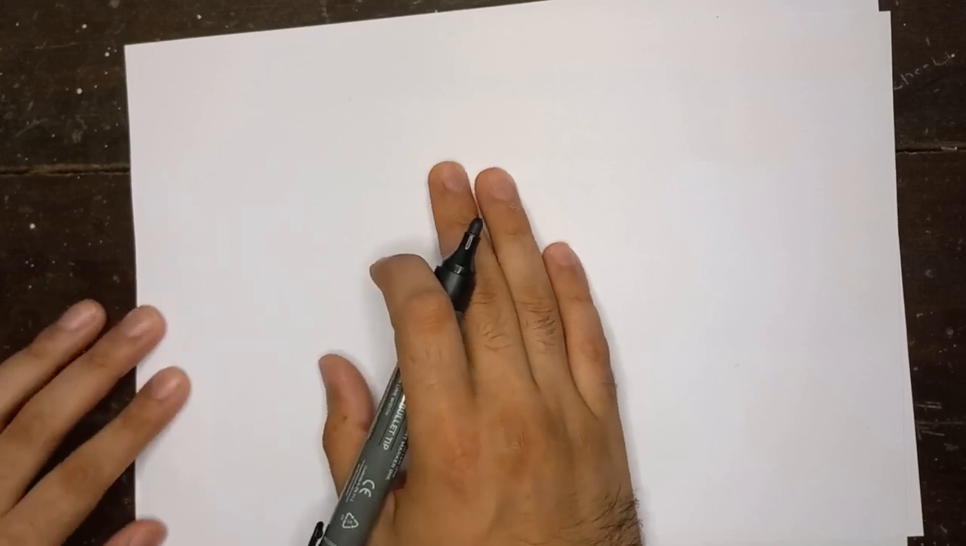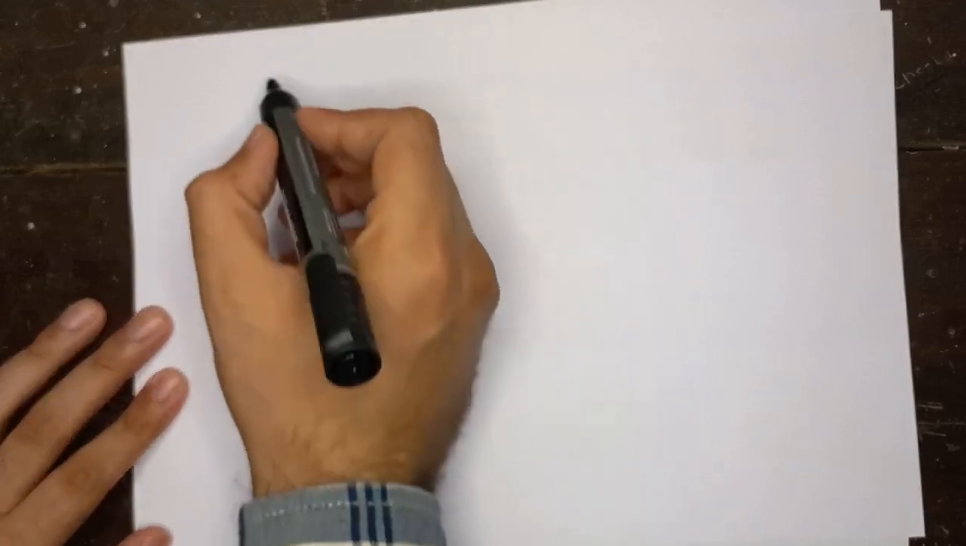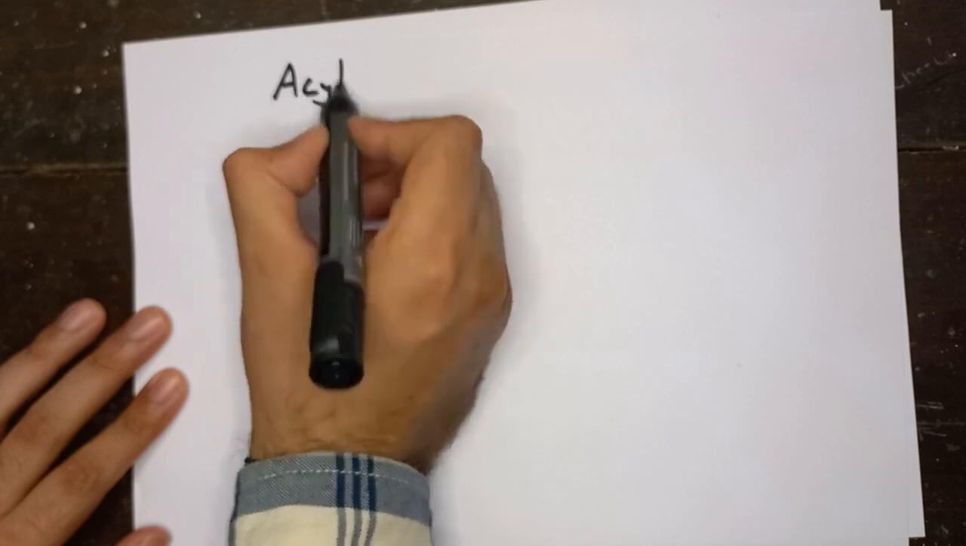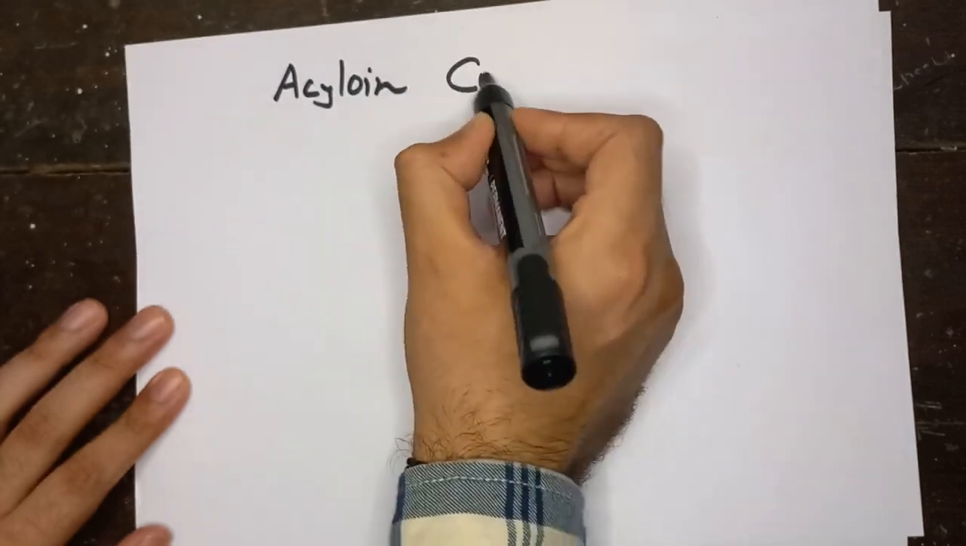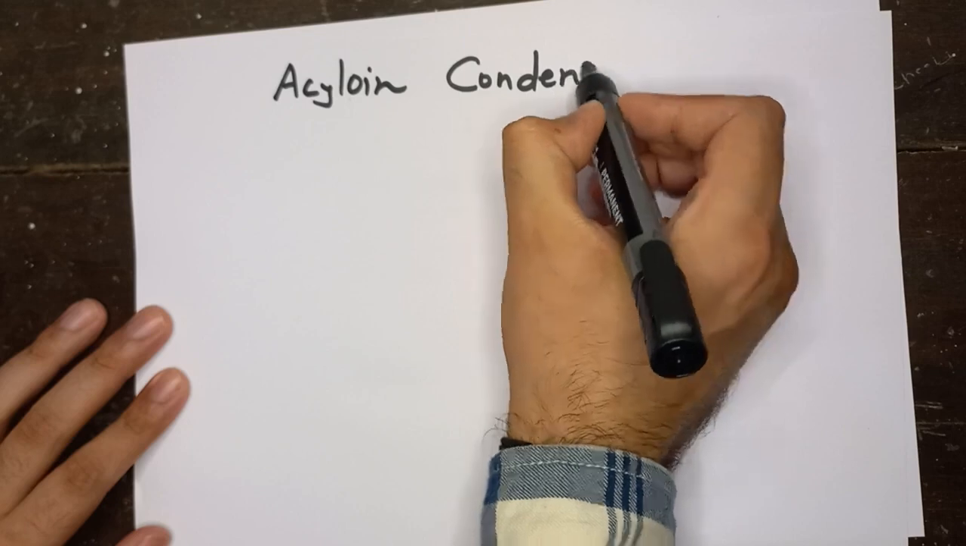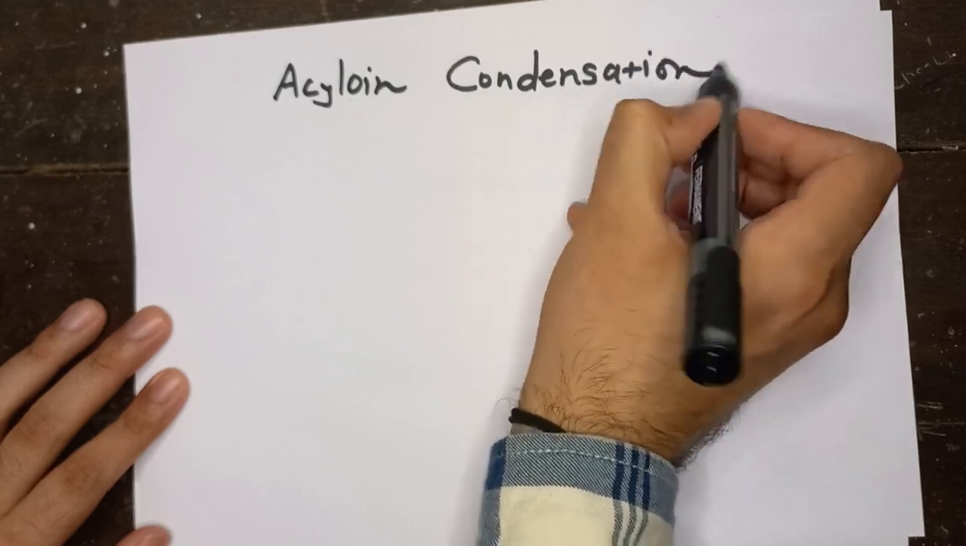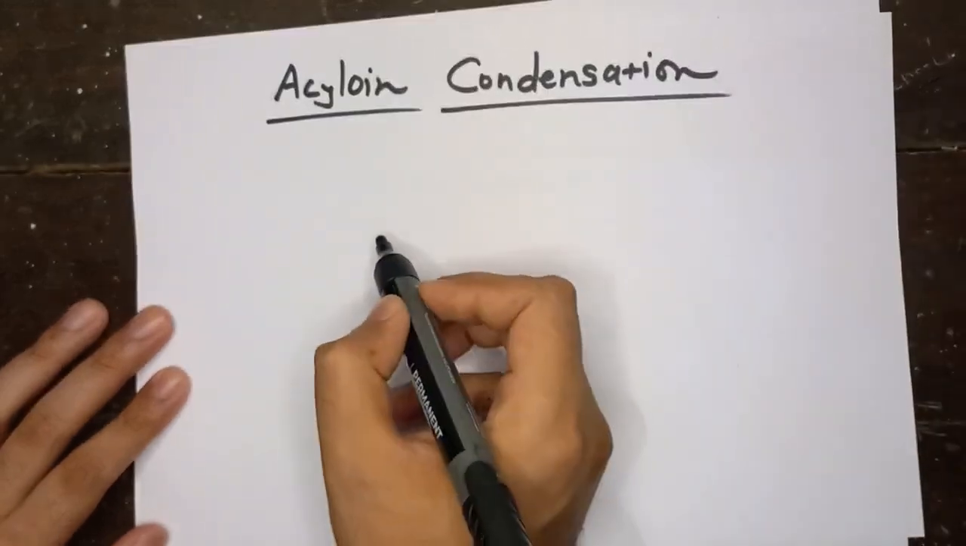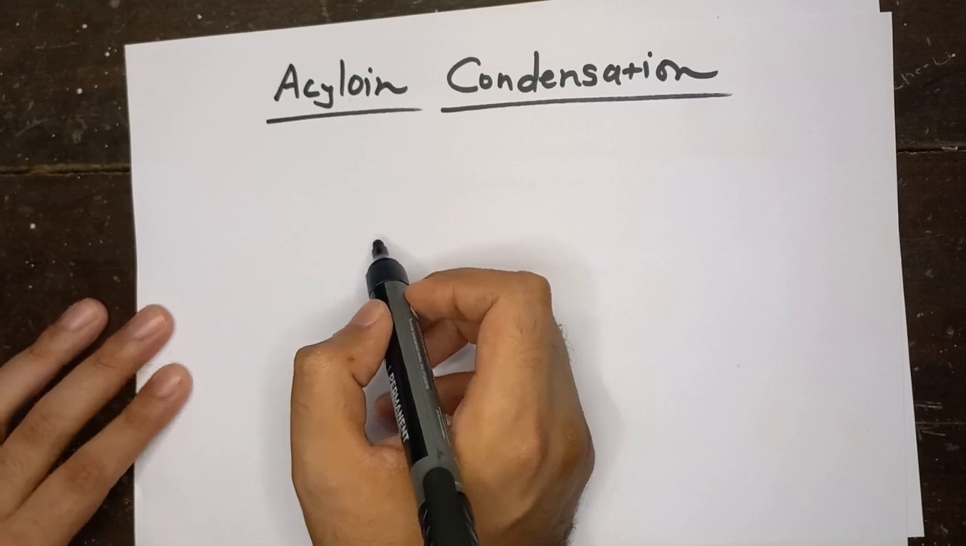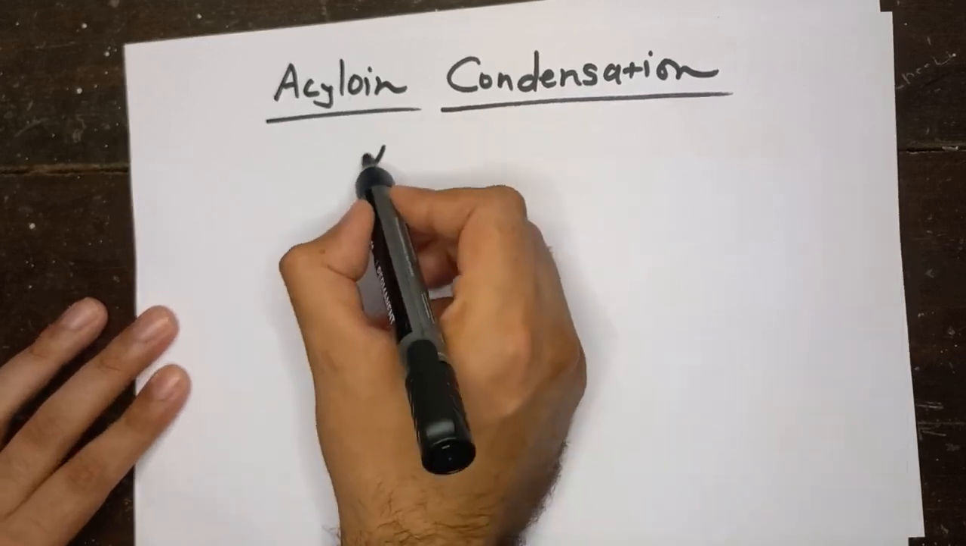Hello everyone, so today we are going to discuss the Acyloin condensation. Now in this reaction, the product is alpha hydroxy ketone.